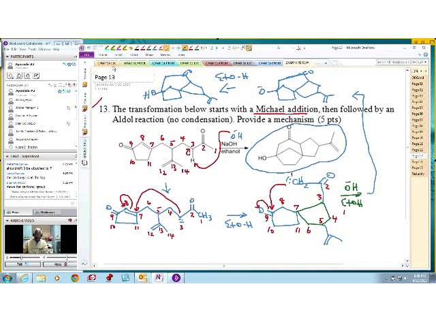So at this point, this is our Michael addition, and right here is our aldol reaction without the dehydration.